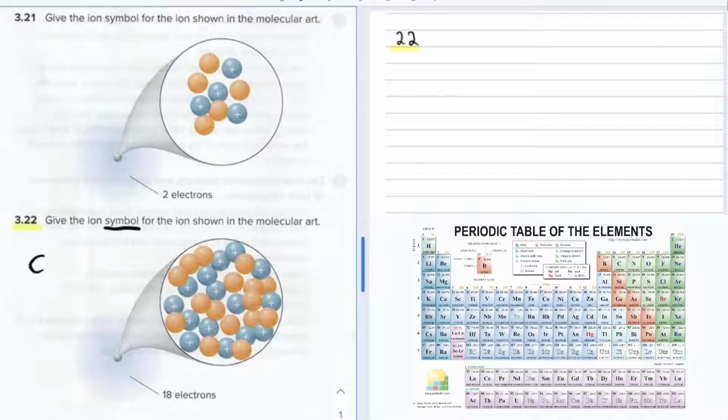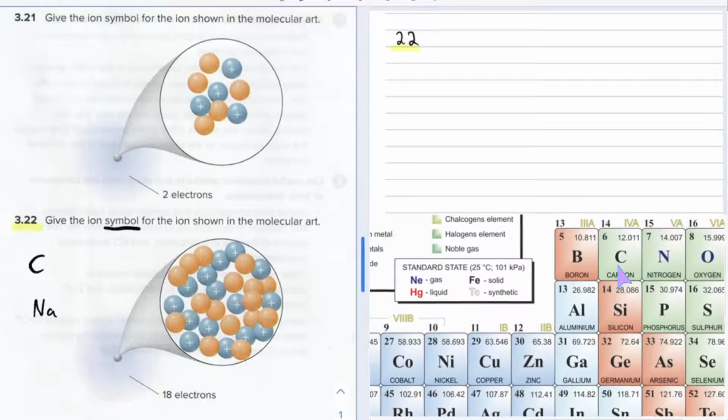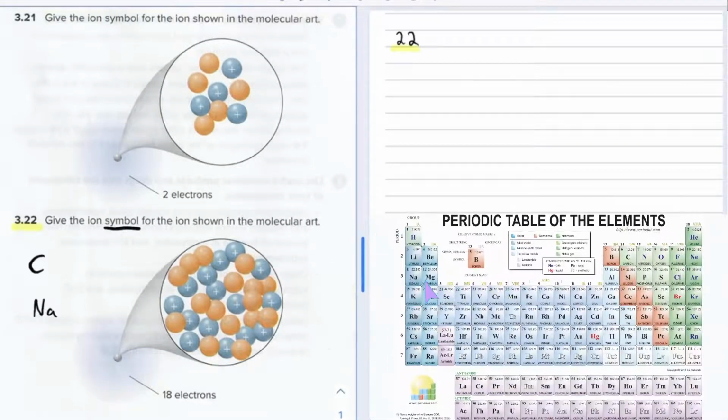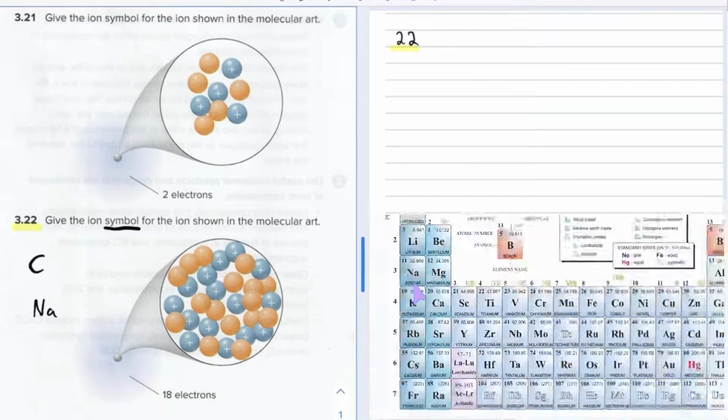If it's sodium, the symbol for sodium is Na. And you can get this information on the periodic table. So there's carbon, okay, and there's sodium right there.